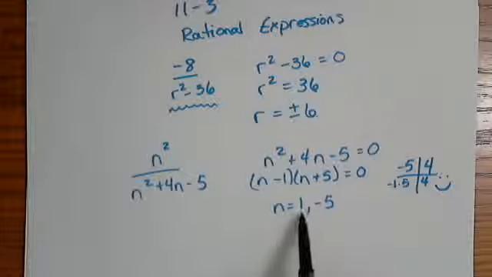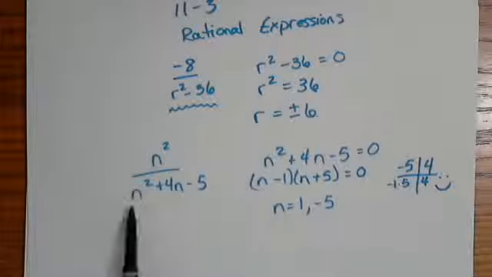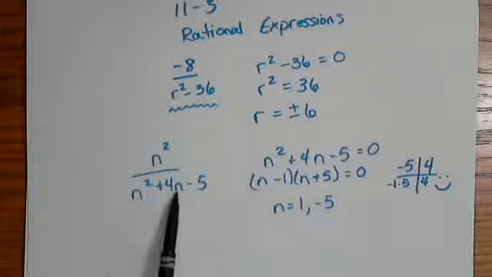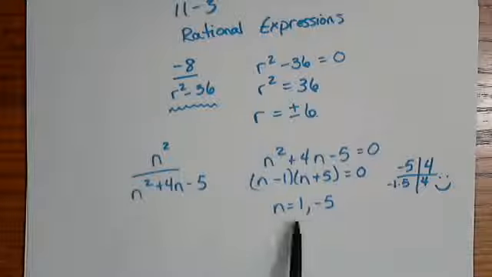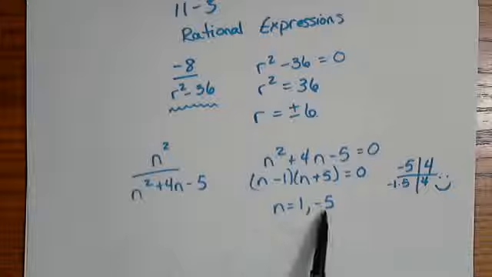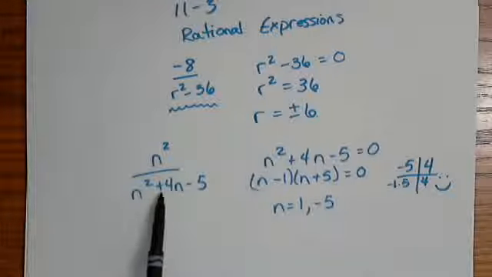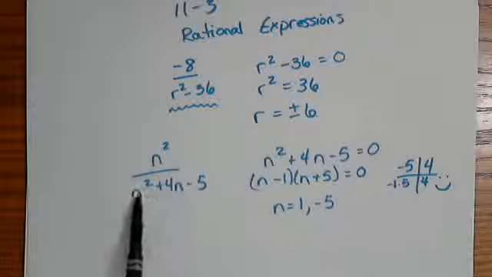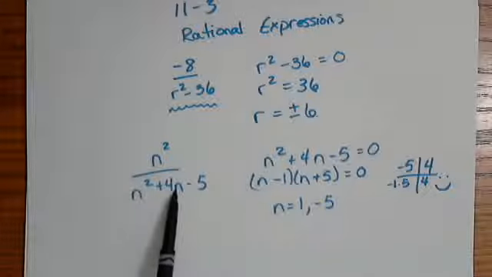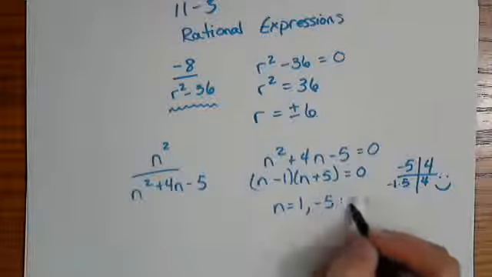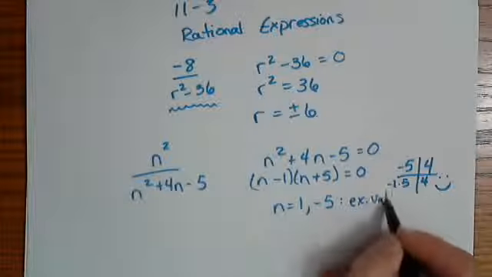And if n is 1, we should get a 0 on the bottom. 1 plus 4 is 5, minus 5 is 0. So if n is 1, we do get a 0 on the bottom. That's an excluded value. Or negative 5: negative 5 times negative 5 is 25, plus 4 times negative 5 is negative 20, so 25 minus 20 is 5, minus 5 is 0. These are both going to be excluded values.